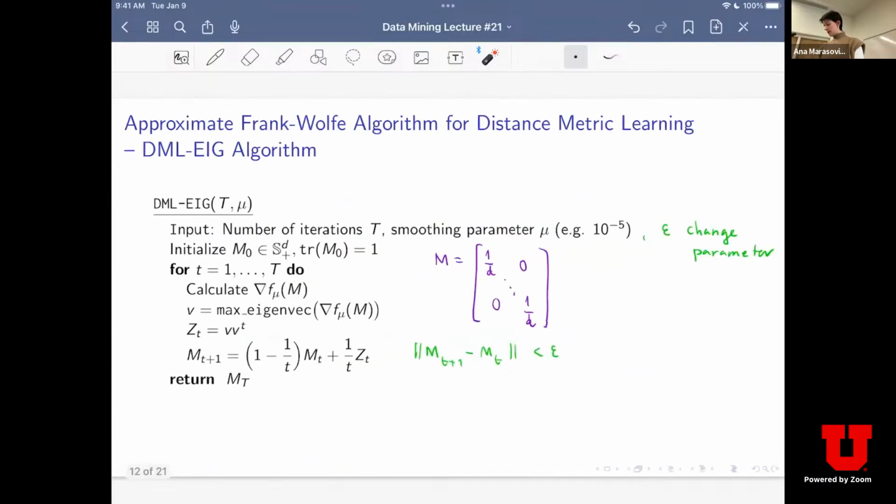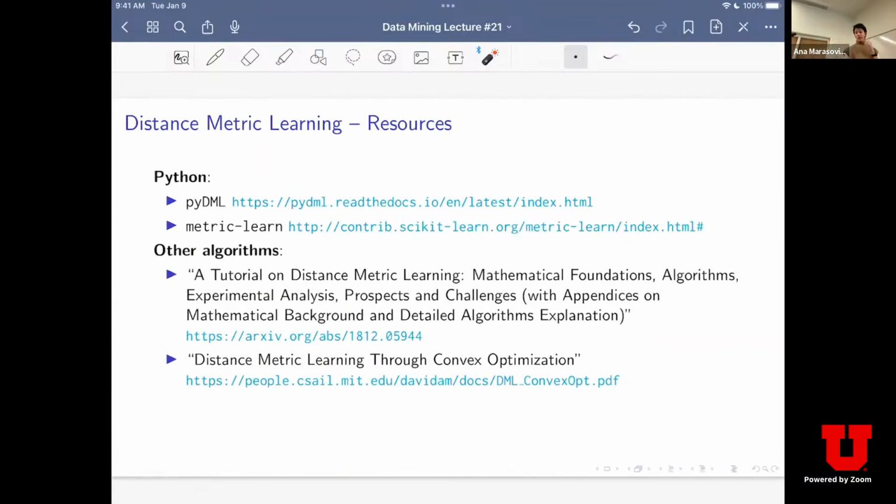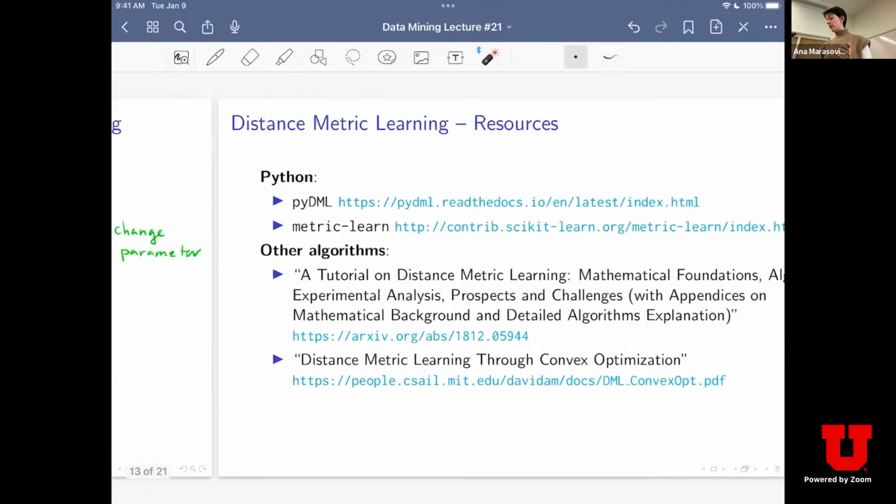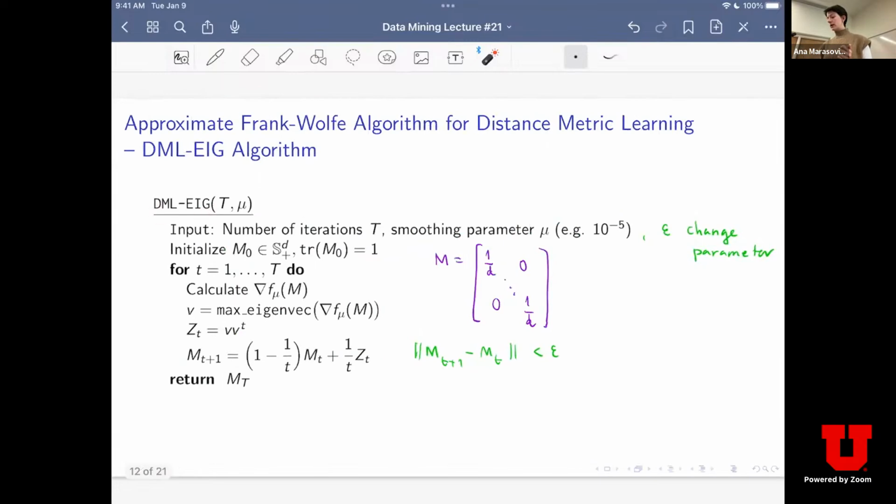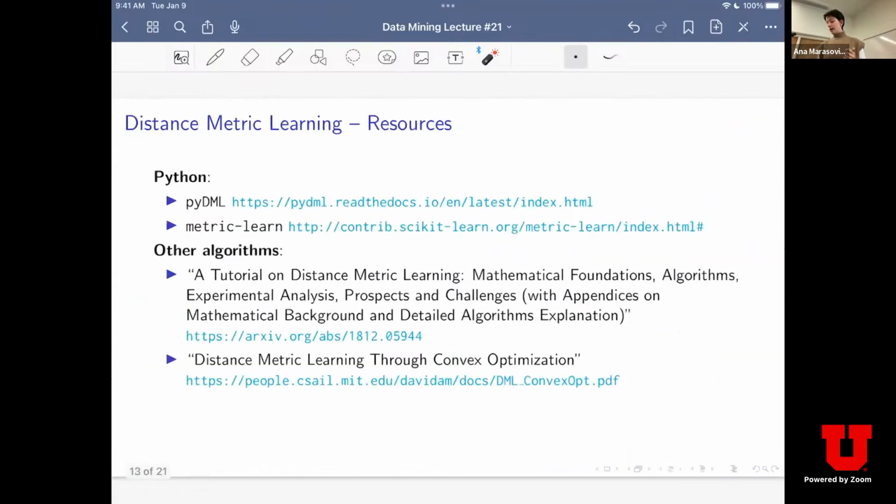Okay, and there are 2 libraries for distance metric learning. These are 2 of them. In the first one, you will find this algorithm under the name DML-EIG. The other one doesn't have it as far as I know, but it is implemented in a way that's more compatible with scikit-learn. So if you need other distance metric learning algorithms and you're accustomed to scikit-learn, that could be a good library for you to check.